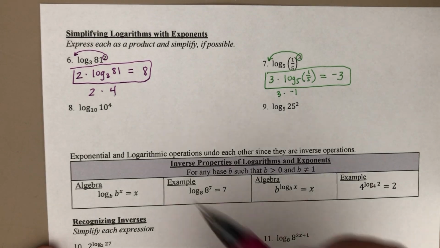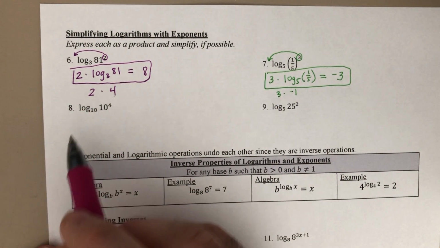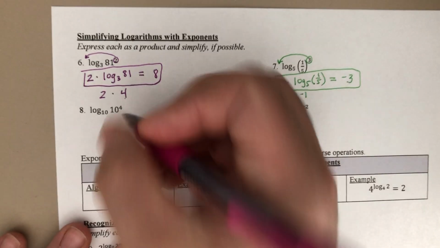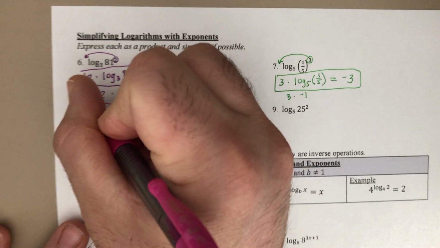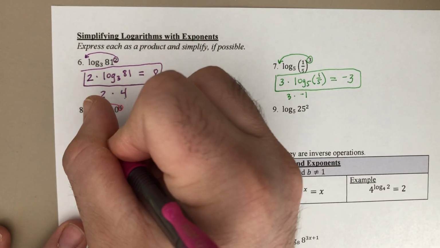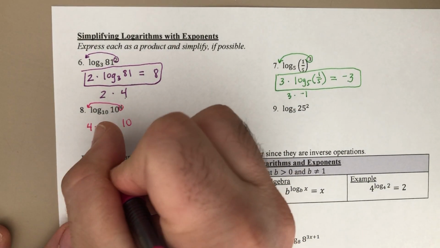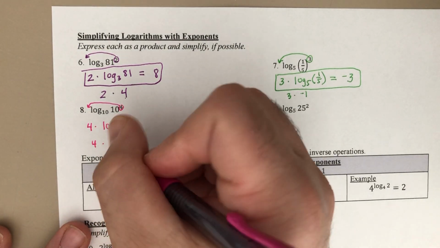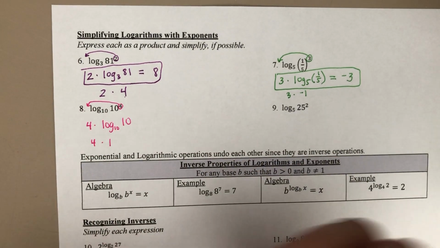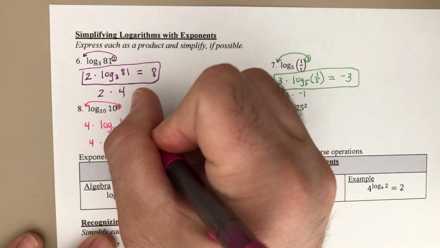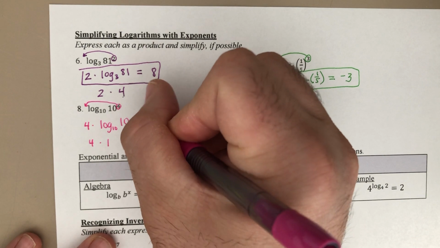Log base 10, so common log really, probably didn't need the base 10, but common log of 10 to the 4th. So this 4 comes down, right? So we get 4 times log base 10 of 10. So that's 4 times, 10 to what power gets you 10? 1, right? Anything to the first power is itself. So 4 times 1 is 4.